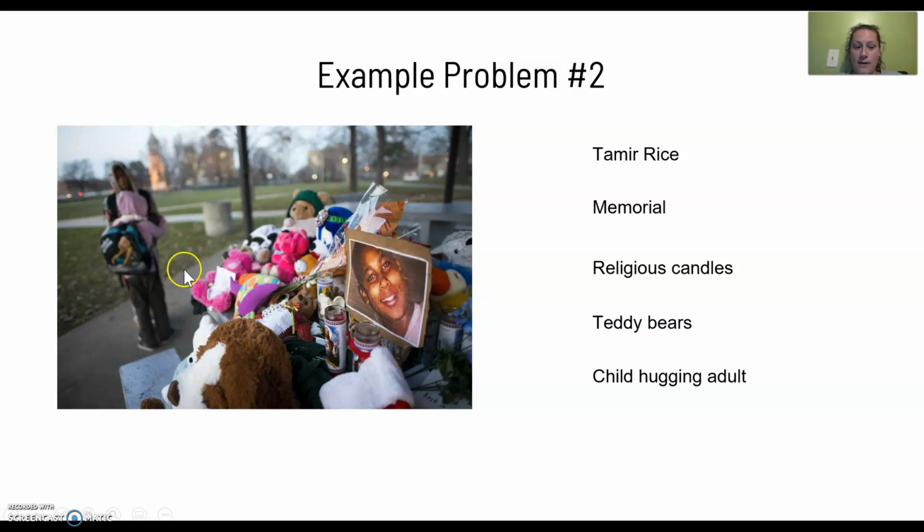Also, in the background of this picture, you can see a child with what looks like an ET backpack to me. I don't really know if that's an actual ET backpack, but it looks like an ET backpack. But it looks like a young child hugging an adult, or maybe an older sibling, like they're in an emotional embrace. So, this is probably telling me that they're standing at Tamir Rice's memorial, just by picking out those things.